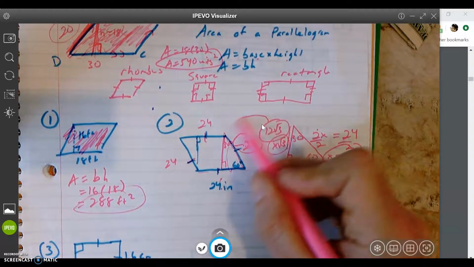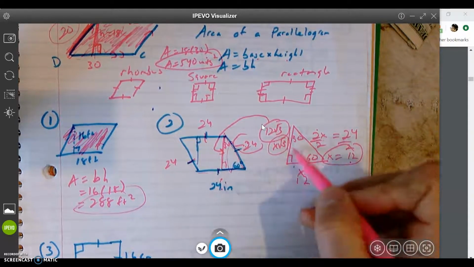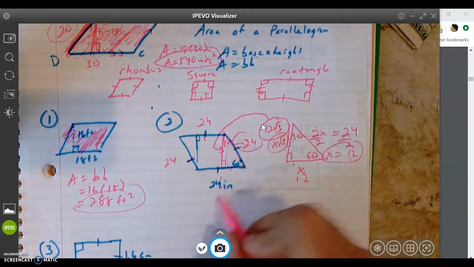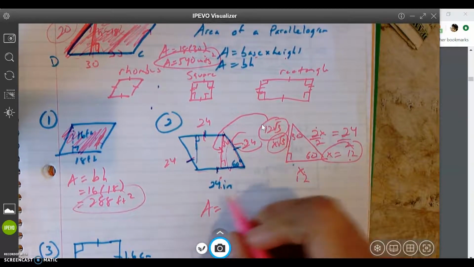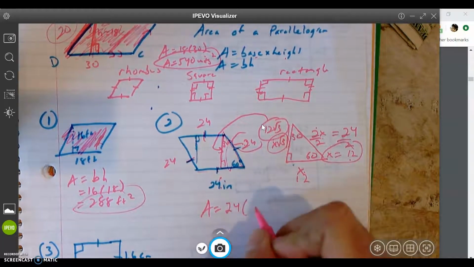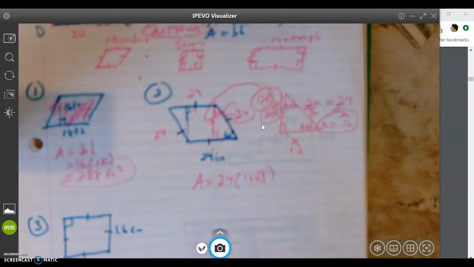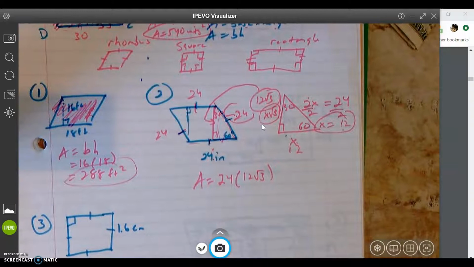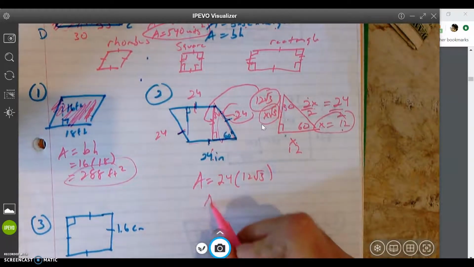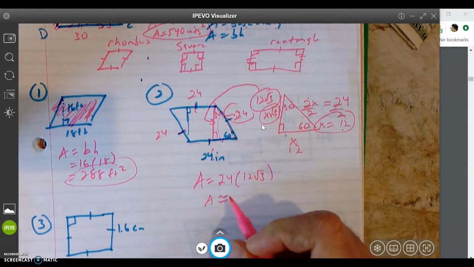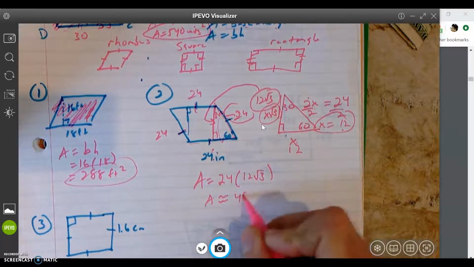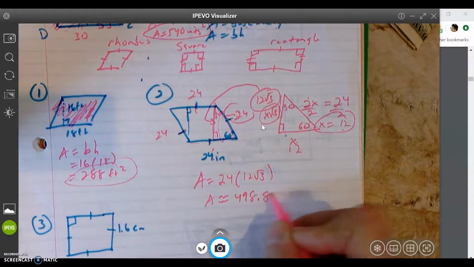So that ends up being the height because it's the same triangle. Cool. So the area is base 24 times height, 12 radical 3. So you get your calculator out, 24 times 12 radical 3, round to the nearest tenth. Area is approximately, because we are estimating, 498.8 to the nearest tenth.